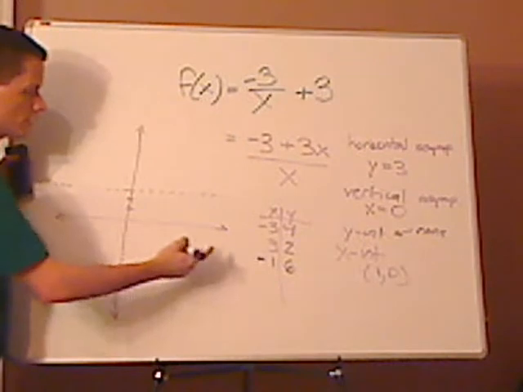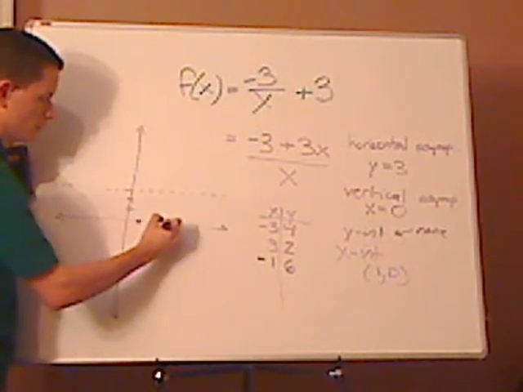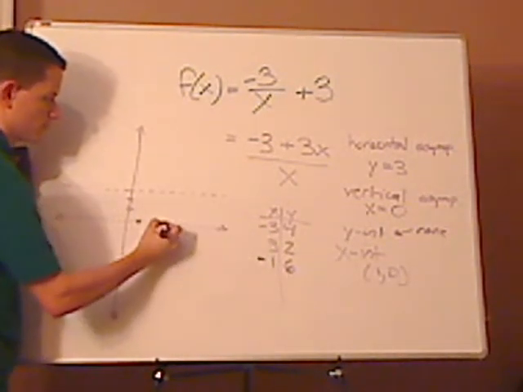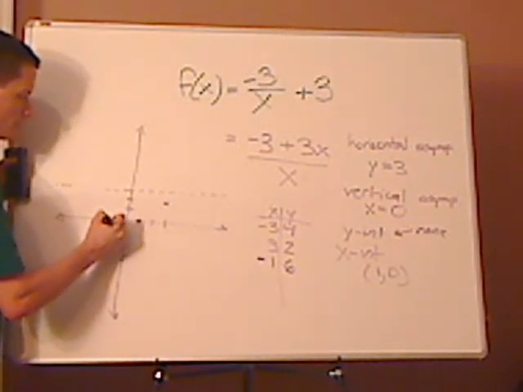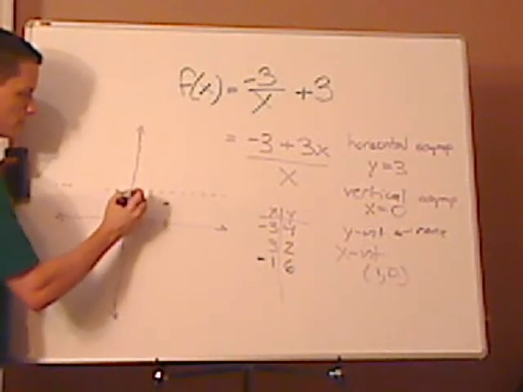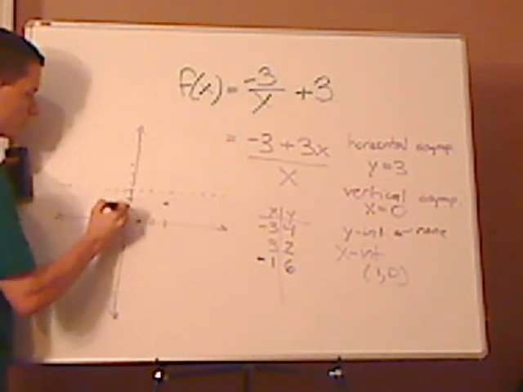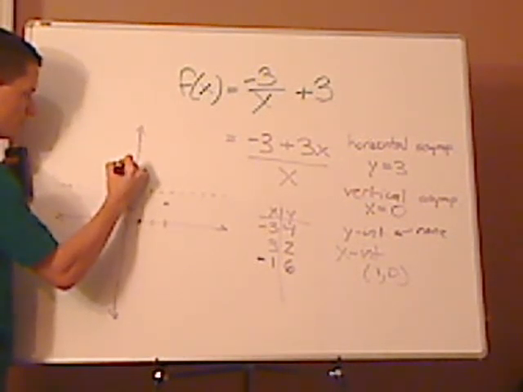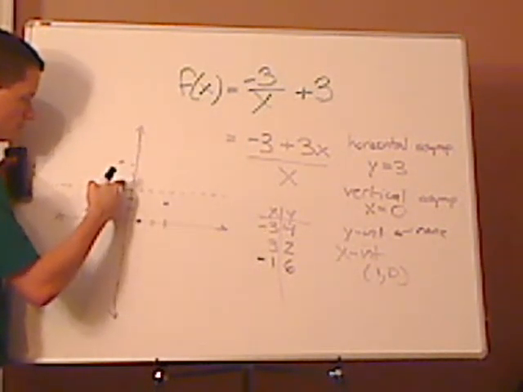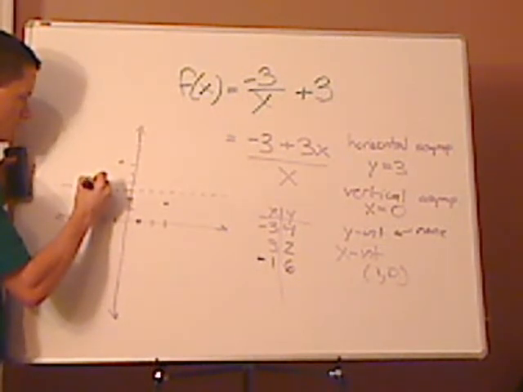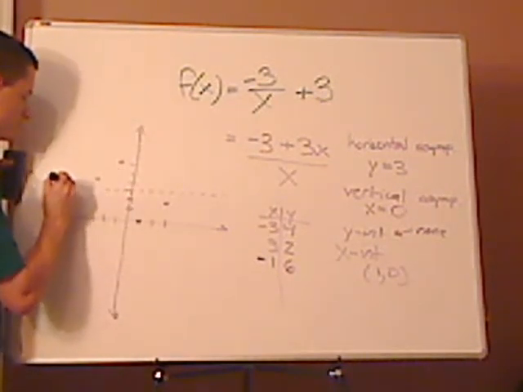So plot your points. You have an x-intercept at 1. You also have a point (3, 2). That's right there. You also have (-1, 6). 3, 4, 5, 6. Right there. (-3, 4), which is right here. So that gives me enough points to kind of find the basic shape of it.